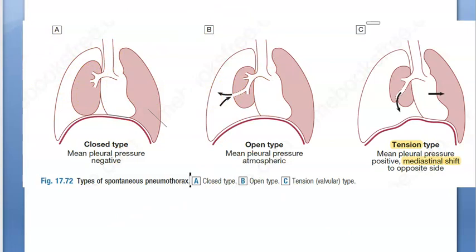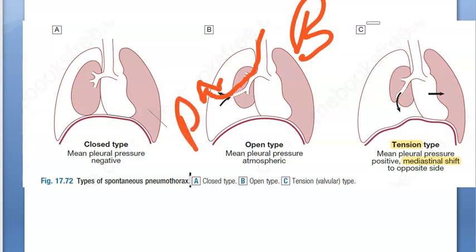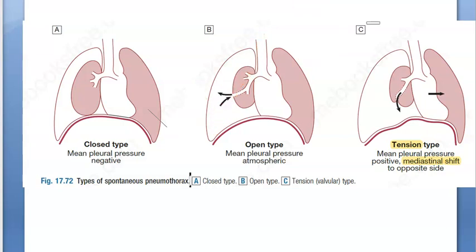Now let us go to the next one. What is happening here? The air has come here, right, into the pleural space. So there is a broncho-pleural fistula in this case. So air is coming and air is exiting also. Air is coming, exiting, enjoying its life, you know. And this is the open type.